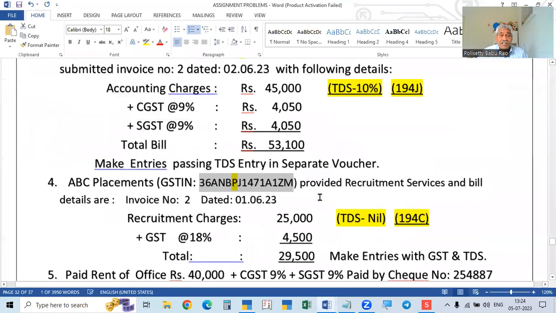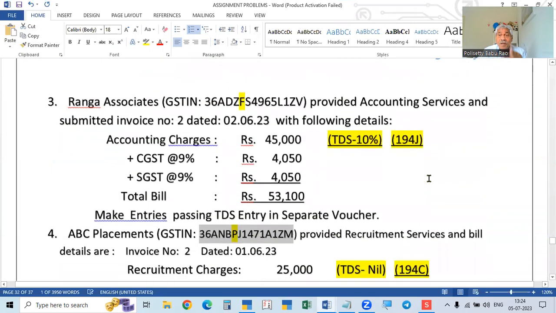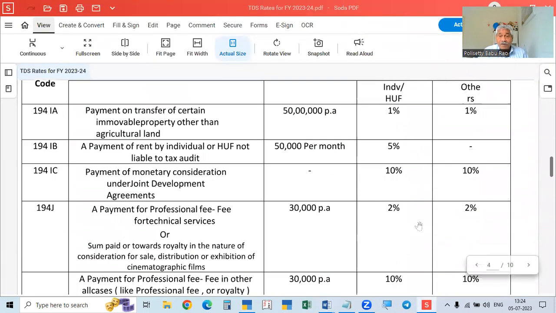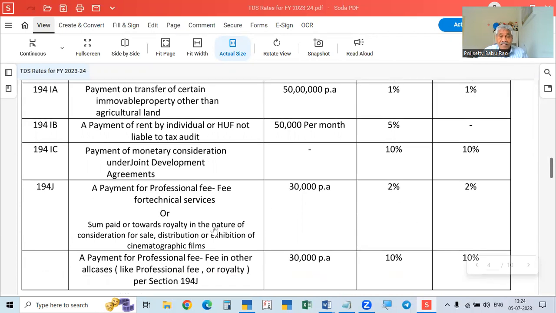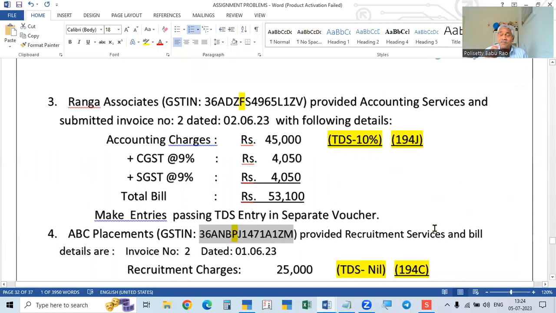And others, you see, there is another type of payment to contractor. This is accounting services, payment of professional charges. That is 94J, payment of professional charges. 30,000 limit per annum. All are per annum. And this one, 2% for professional charges. That is technical service or other professional charges, it is 10%. Technical means some technical subject. Otherwise, any service like building or auditing service, accounting service, software service, all come under professional services. So for this, 10%.